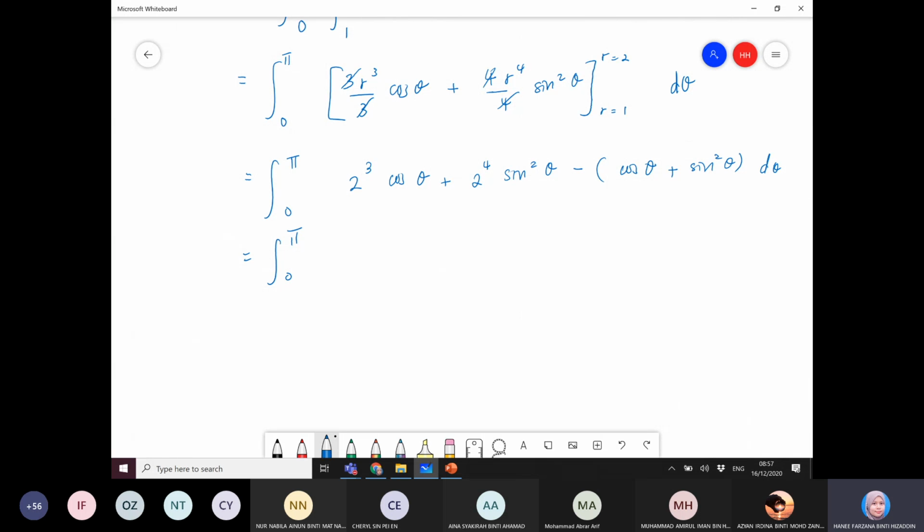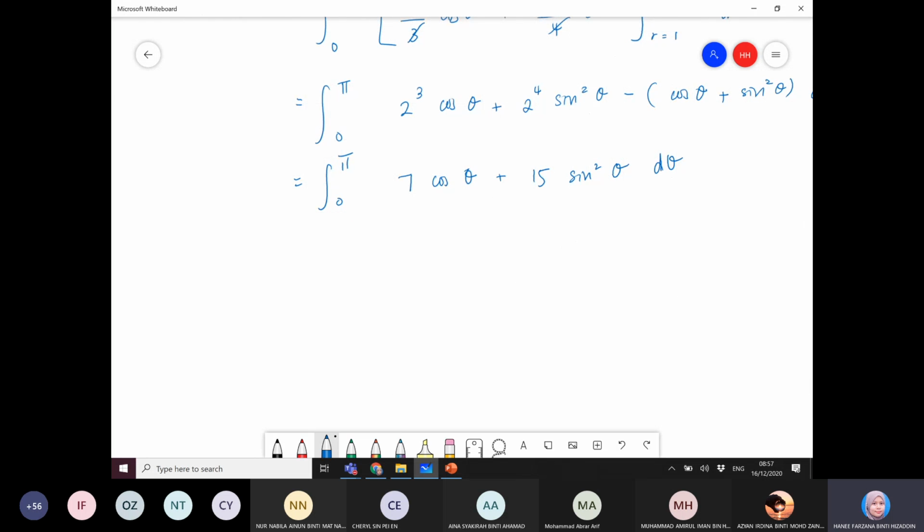What did you get? 7 cos theta plus 15 sine squared theta d theta. Now you need to integrate the cos and sine theta. So here you may need to use some trigonometric identity. Okay, so which one do you want to use? Well, let's use this one. Sine squared theta equals 1 minus cos 2 theta over 2. So you put this inside this.